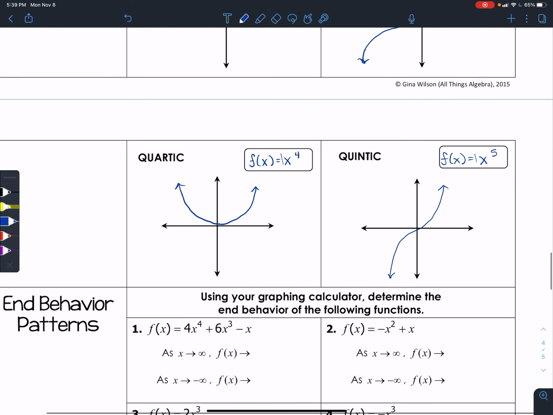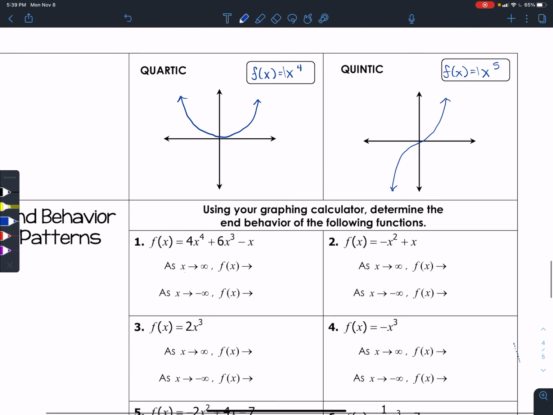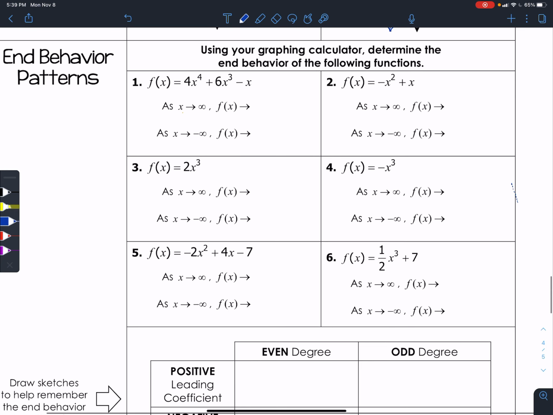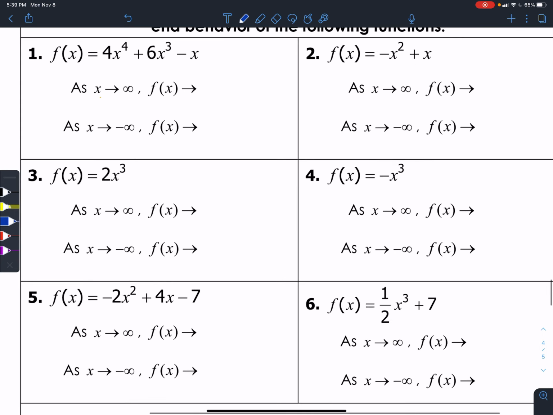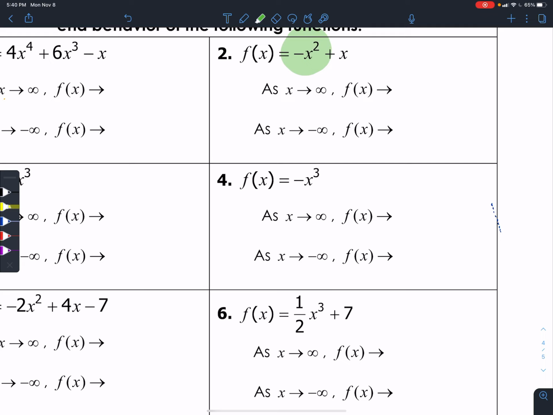All right, so let's go down and do some practice with these. I am going to do 2, 4, and 6, and I'm going to leave 1, 3, and 5 for you. Focusing on 2, 4, and 6, all the two pieces that I need can be found in the leading term. So for this one, our leading term is -x squared.